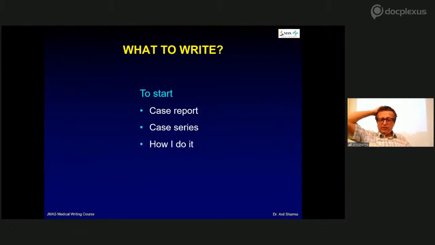So to start with, what most people would suggest is you must start off quite humbly. Take small steps for a start. So to start off, perhaps the case report, the case series, and the how-I-do-it segment would be the ones to target when you want to start writing surgical articles. The case series seems to be attractive because this can be done fairly quickly. This can be done retrospectively. And the case series just talks about what you did and what you found.